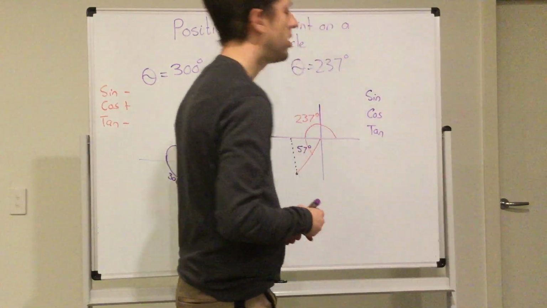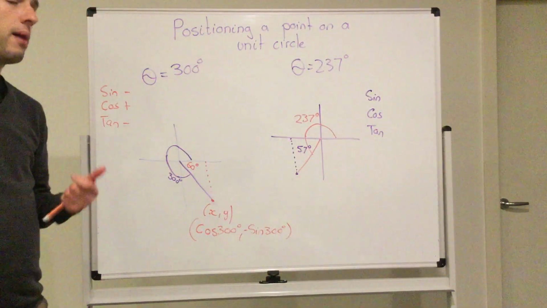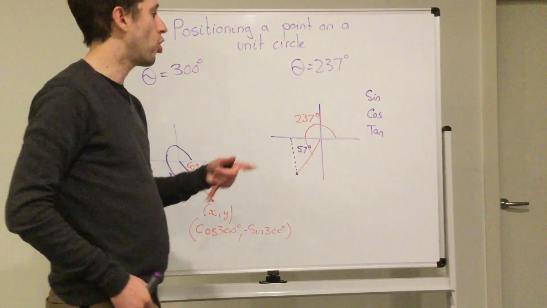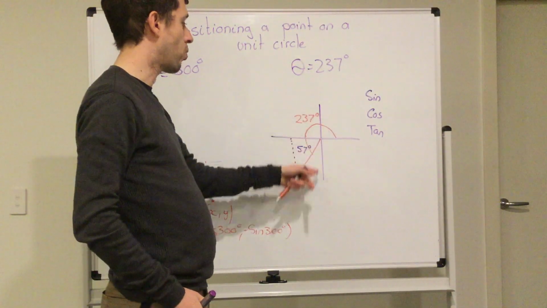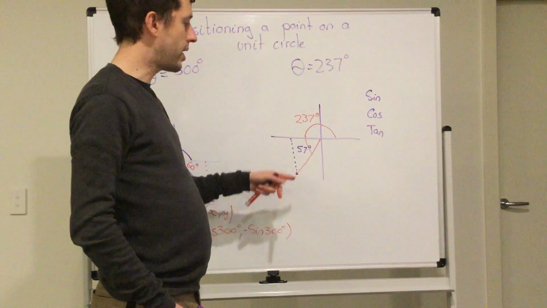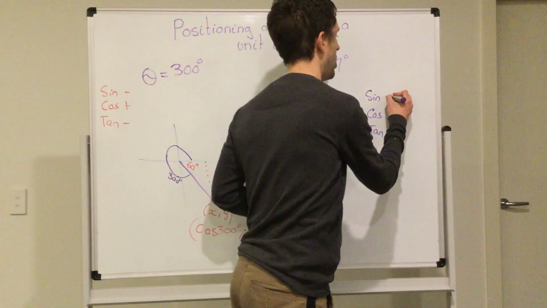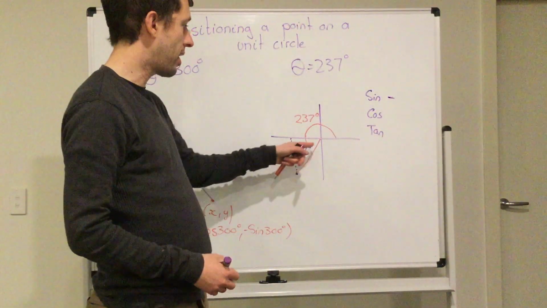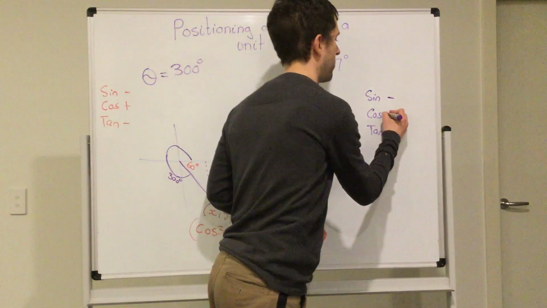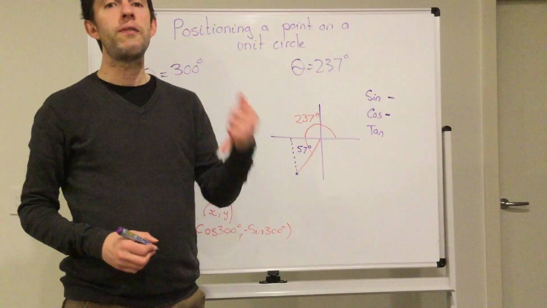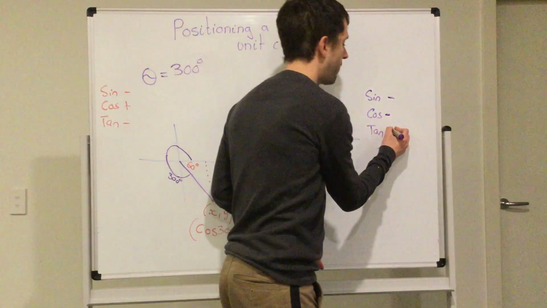So I'm first looking at what is sine, what is cosine, and what is tan in here. Sine is looking at the opposite. Opposite is looking at the y. So the y here is negative. Cosine is looking at x, and x is negative, which means you've got a negative and a negative, so that means positive for tan.